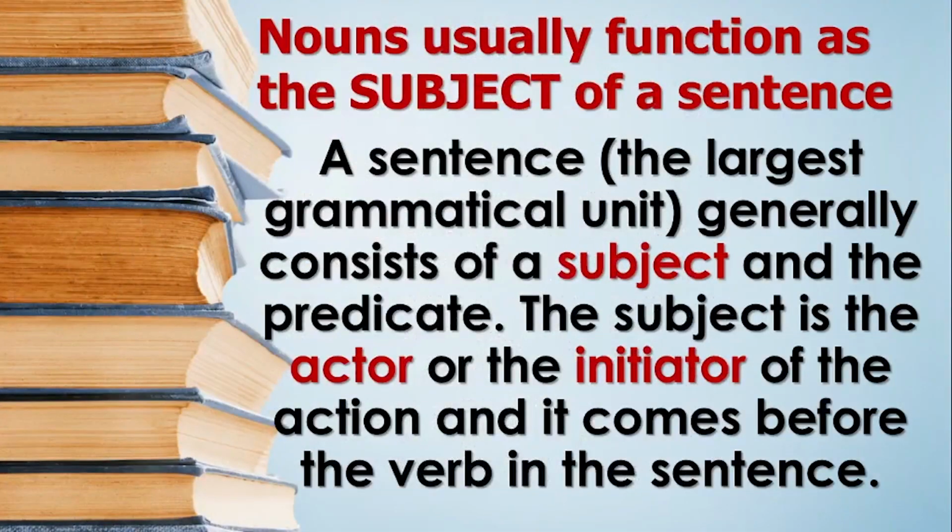Let's make some progress. Nouns usually function as the subject of a sentence. A sentence, being the largest grammatical unit in the English rank scale, generally consists of a subject and the predicate. Now, when you talk about the subject of a sentence, the subject is the performer of an action in the sentence. The subject is the actor or the initiator of the action in that sentence, and it usually comes before the verb in the sentence. So a way to identify a noun is to look at the subject of a sentence. Most likely, whatever you have in the position of the subject of a sentence is a noun.